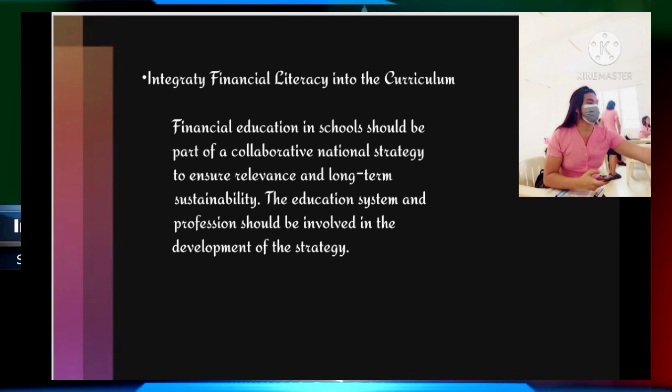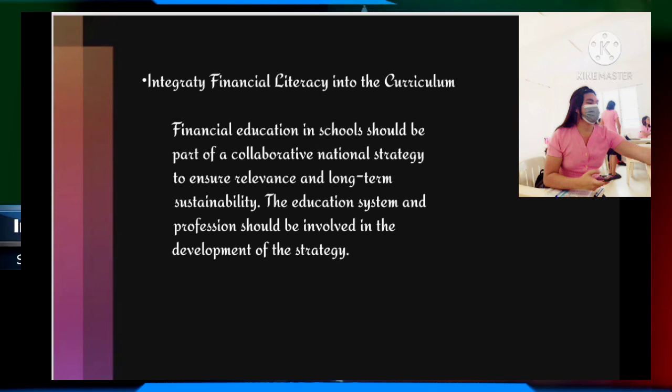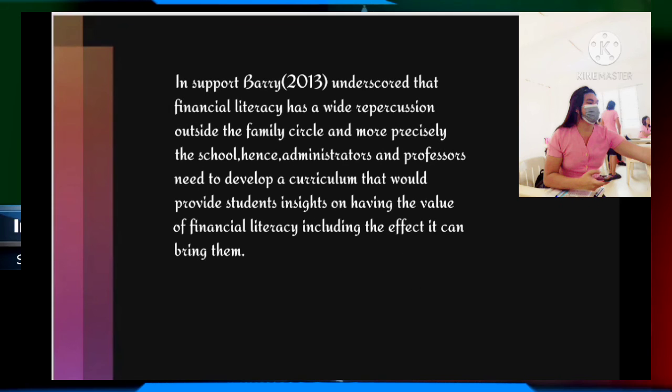Integrating financial literacy into the curriculum. Financial education in schools should be part of a collaborative national strategy to ensure relevance and long-term sustainability. The education system and profession should be involved in the development of the strategy. In support, Barry 2013 underscored that financial literacy has wide repercussions outside the family circle and, more precisely, the school. Hence, administrators and professors need to develop a curriculum that would provide students insights on the value of financial literacy, including the effect it can bring them.